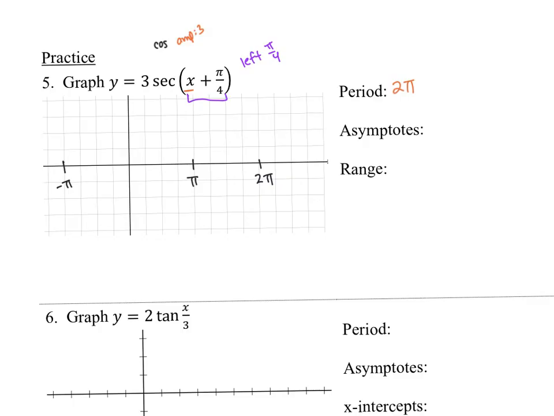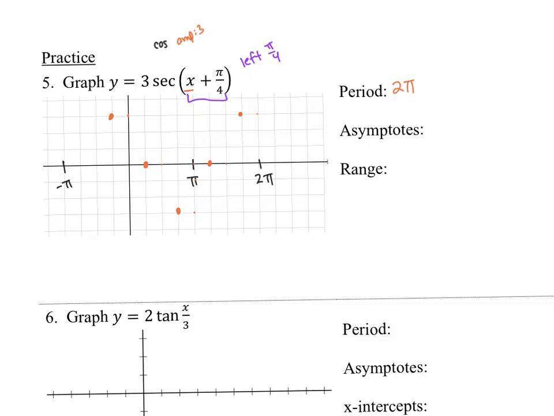Now when I graph cosine, cosine of 0 is 1, but the amplitude's 3. So I would normally be at 3, but I'm going to move it left pi over 4. So I'm going to move it over to here. And I know this is not secant, but I'm going to use it to graph secant. Now the cosine of pi over 2 is 0, but I'm going to move left pi over 4. The cosine of pi is negative 1, but the amplitude's 3, and I'm going to move it left. 3 pi over 2 goes back to 0, but I'm going to move it left. 2 pi goes back up to the maximum, but I'm going to move it left.